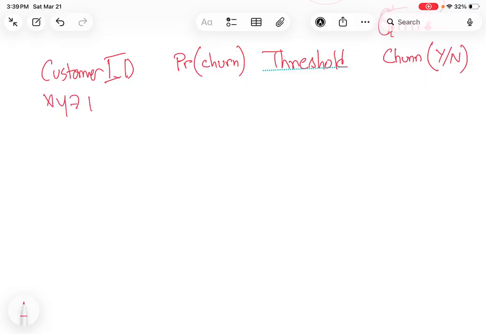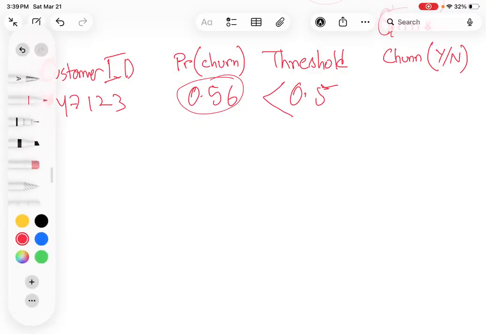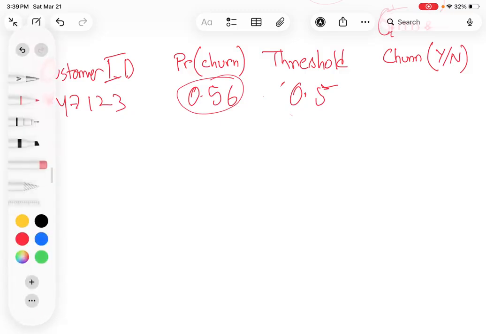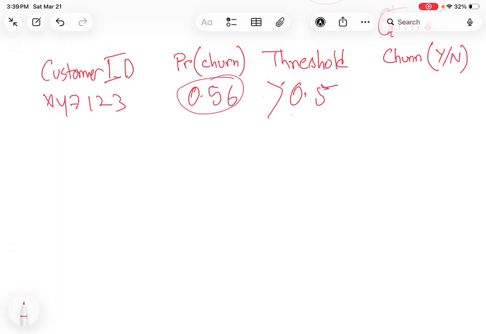So suppose for customer XYZ 123, the probability of churn is 0.56, and 0.5 is your threshold value. So basically if this value is less than the threshold, then it will be not churn. But for this particular case, it's more than the threshold value. So it will be 1 here, considered as a churn.